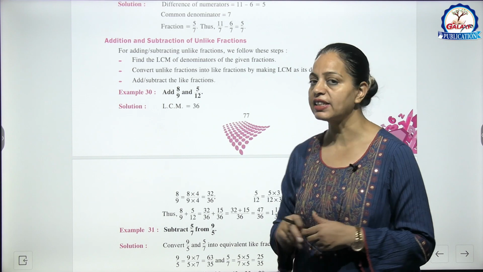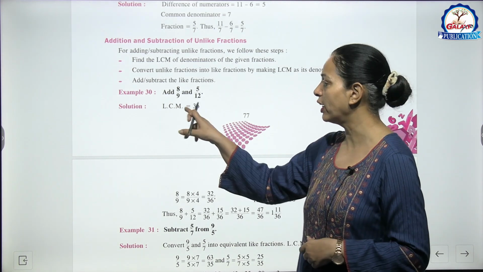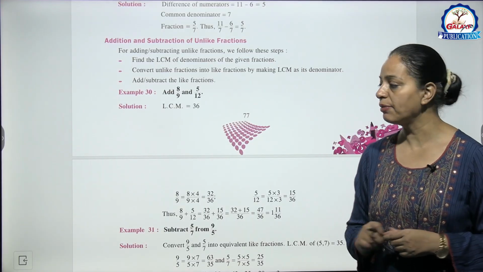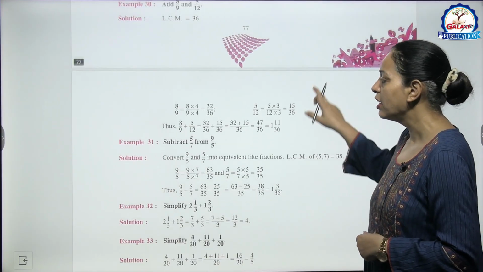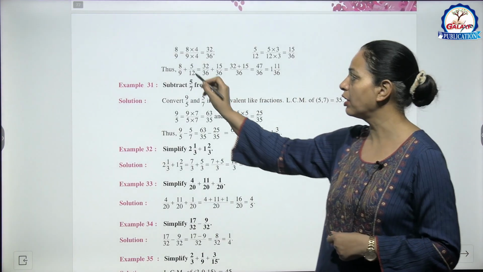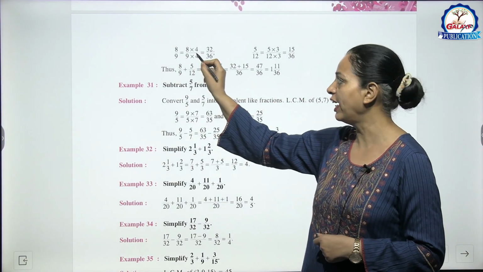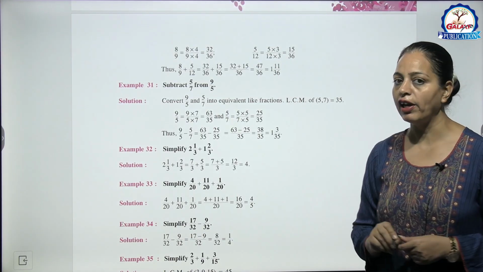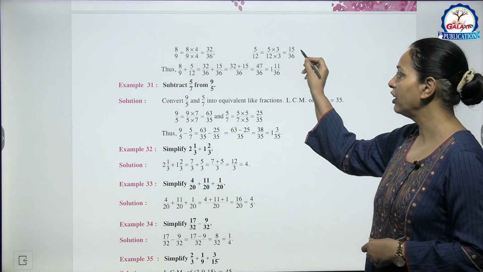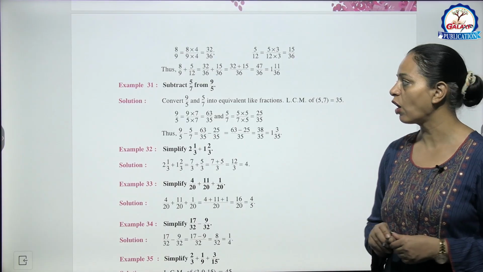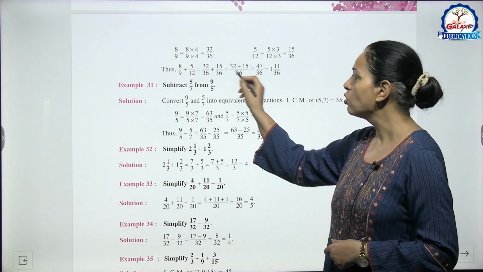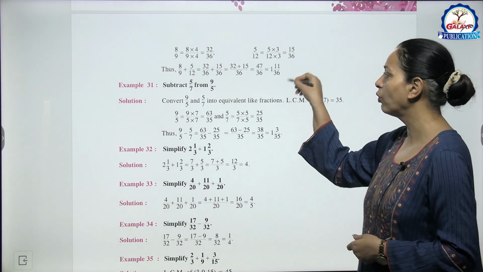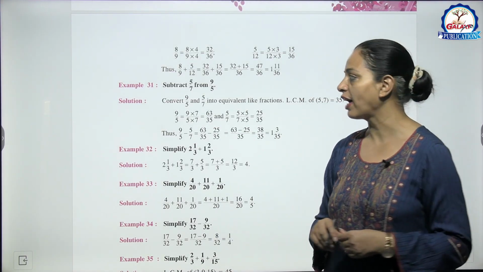Now you can see these are unlike fractions. So take the LCM of denominators. 9 और 12 का LCM लेंगे, that is 36. Now 8 upon 9, it becomes 9 4s are 36, 8 4s are 32 upon 36. Now 5 upon 12, 12 3s are 36, 5 3s are 15 upon 36. Now what to do? Add these two. So what are we getting? 47 upon 36, we can convert into mixed fraction.